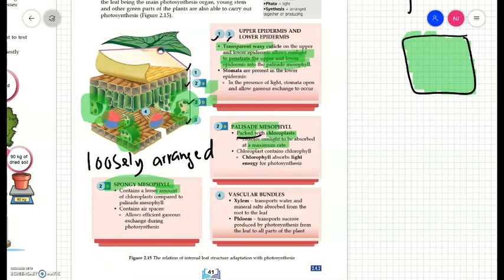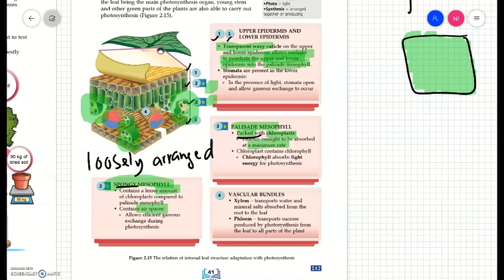Kalau tadi palisade dia pack, kalau dalam spongy ni pun nama dia pun kalau can help you to understand, it's loosely arranged. Why does it need to be loosely arranged? Kalau tadi palisade, it must be packed sebab to enable sunlight to be absorbed at maximum rate. Tapi kalau spongy mesophyll, so that it can give an air space. Bila ada longgar, loosely, dia ada rongga-rongga, barulah dia ada air space.